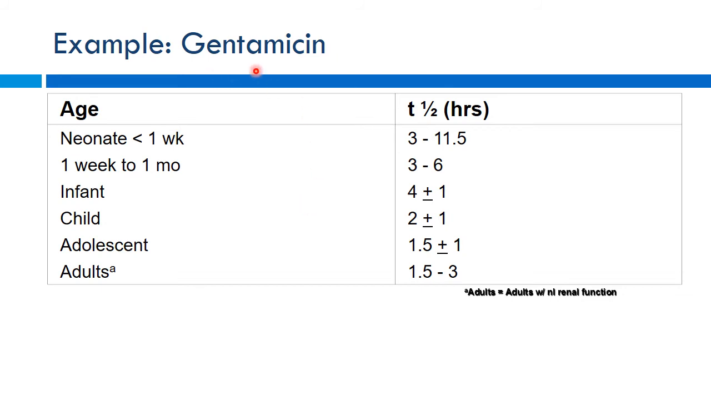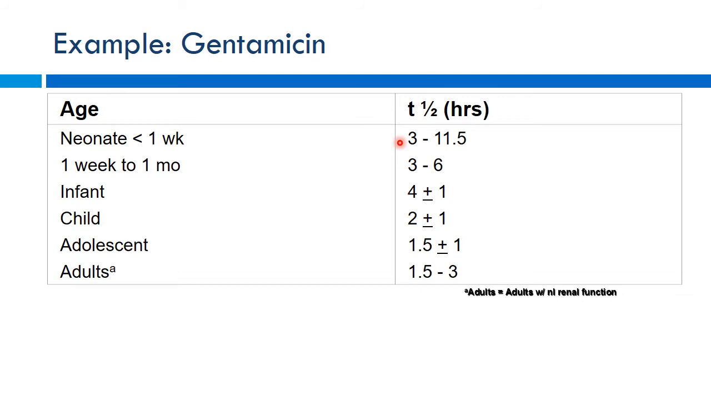So gentamicin, again, the example drug we're going to use here, is hydrophilic, almost entirely eliminated through the kidneys. And so what you'll find is that the half-life for immature infants, especially those who are born prematurely, is going to be much longer for this drug. So for instance, if they're a neonate less than 1 week, so this may be a term infant, around 3 to 11.5 hours versus, say, 1 week to 1 month, 3 to 6 hours. And then as you get older, very, very short half-life, maybe 1.5 to 3. Basically what that means is that the younger the patient is, the longer the half-life is going to be.